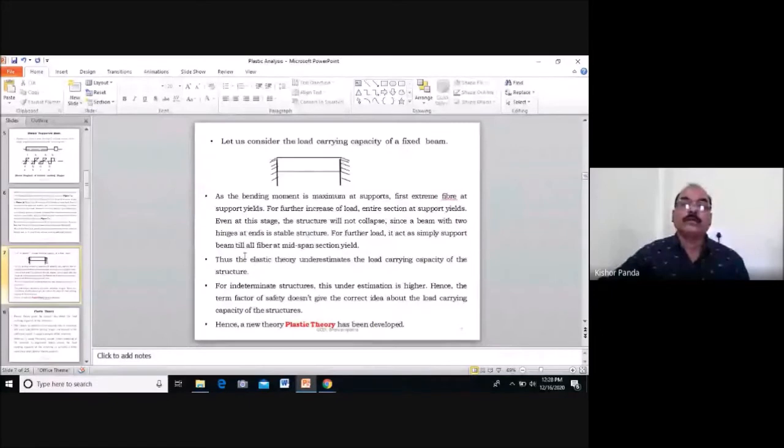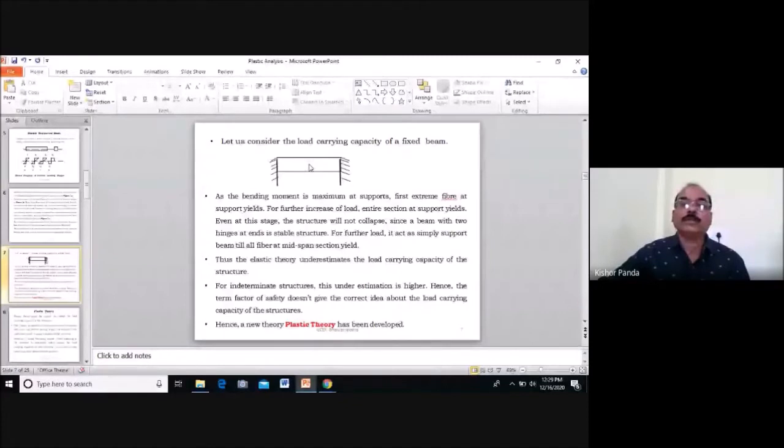The elastic theory underestimates the load carrying capacity of the structure. All design that we are taking is based on the elastic theory. But if we design on the elastic theory, that underestimates the load carrying capacity of the structure. For indeterminate structures, this underestimation is higher. For determinate structures, it also underestimates the load carrying capacity.